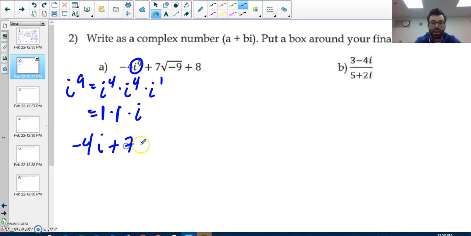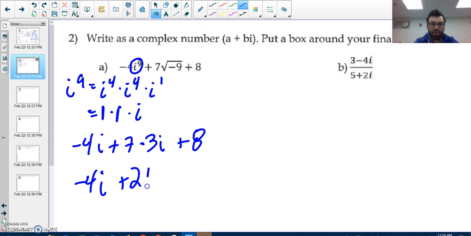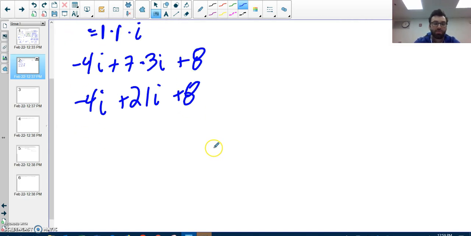Well, I know the square root of negative 9 gives me 3i, and then plus 8. Okay, a common mistake: a lot of people just start adding and combining like terms. All right, but I have to multiply first. 7 times 3i gives me 21i plus 8. Negative 4 plus 21 gives me 17.